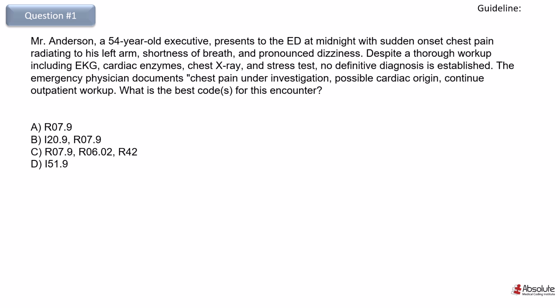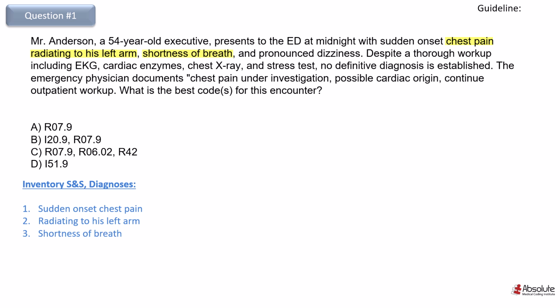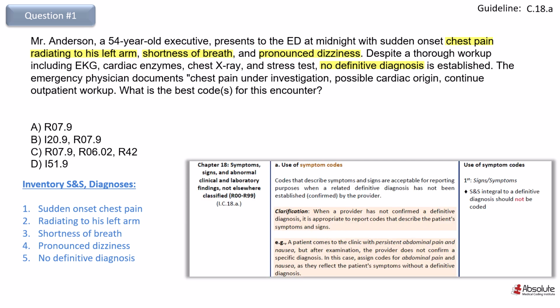Okay, let's start with our inventory list. I put on mine chest pain, or sudden onset of chest pain, radiating to his left arm, shortness of breath, pronounced dizziness, no definitive diagnosis. The guideline that I used to help me solve the scenario was Chapter 18A, and this guideline tells us about the use of symptom codes. So we can assign signs and symptoms first, as long as they're not integral to a definitive diagnosis. So yes, let's move on.